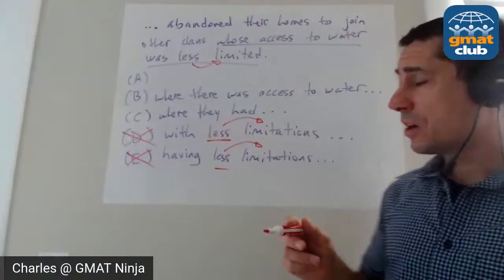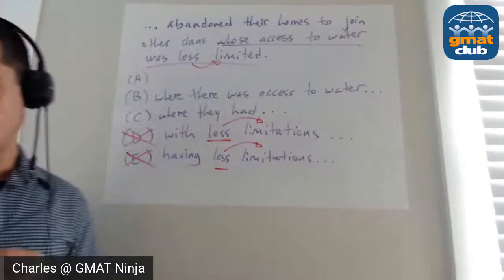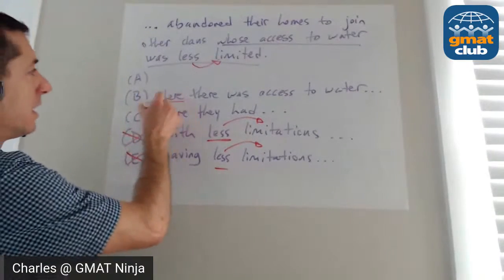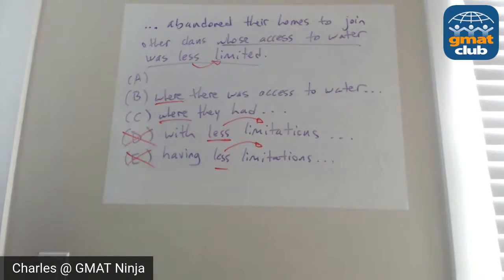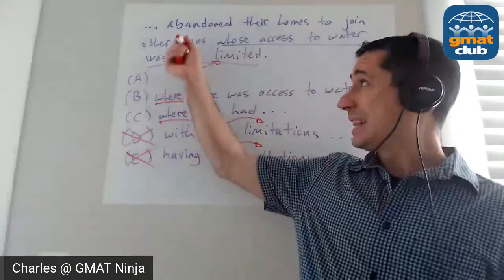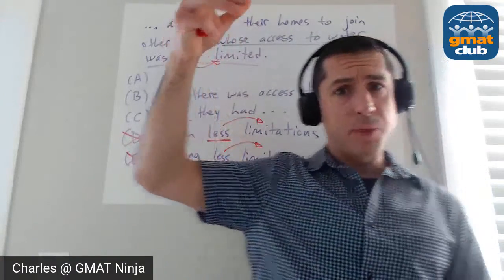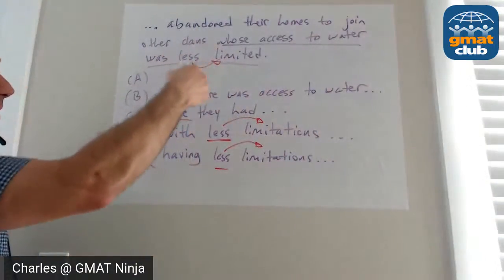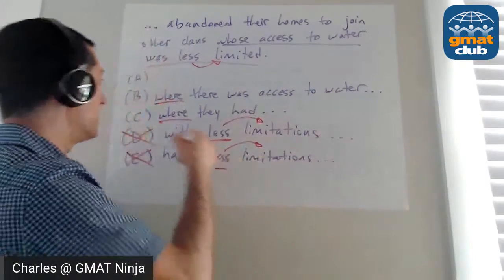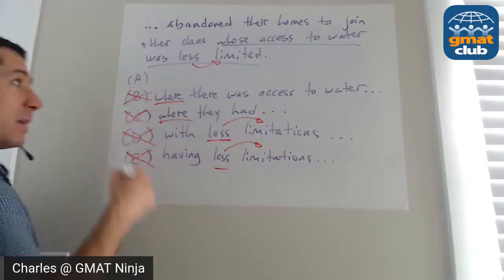So what else is going on here? Hopefully the thing that jumps out at you, I'm not sure we had a whole lot of B and C in there. In the live group, we have where. Well, I think most of you probably know this. Where needs to modify a place. Are clans a place? No, clans are a group of people. Doesn't make sense to say the Anasazi abandoned their homes to join other clans where something happened. And we're down to A.